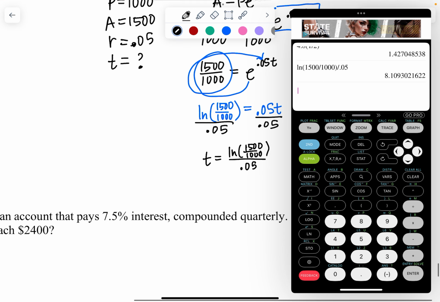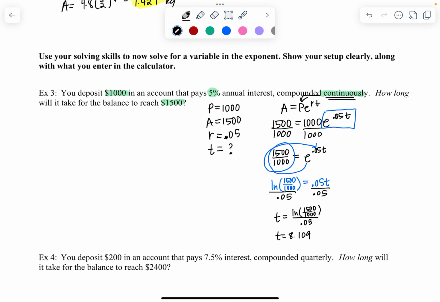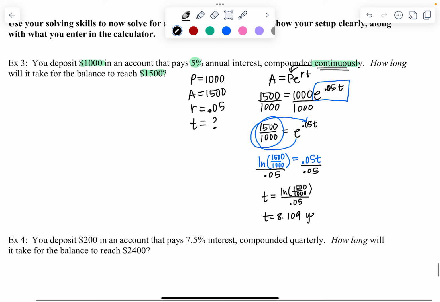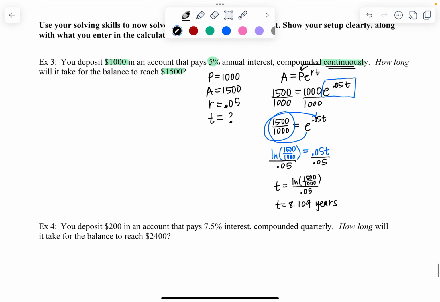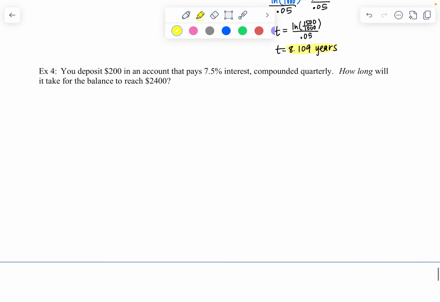And so we get 8.109. And then they didn't say what to round to, and so we'll just keep 3 decimal places and add our unit. So after 8.109 years. And that makes sense to take about 8 years to earn $500 extra in interest. If you get something negative or something like 8 million years, something's wrong. And so it's got to be a reasonable answer.